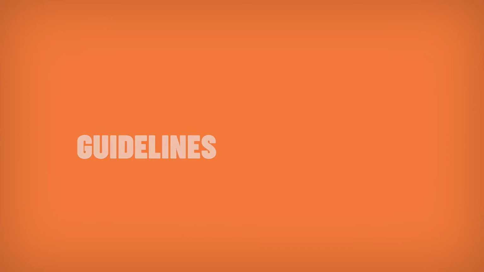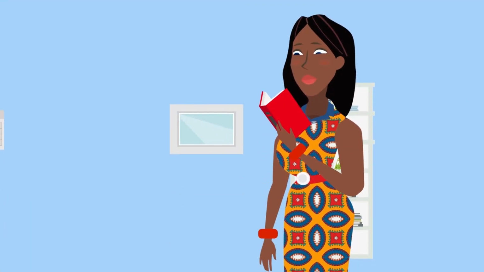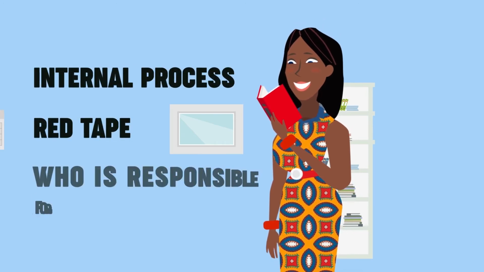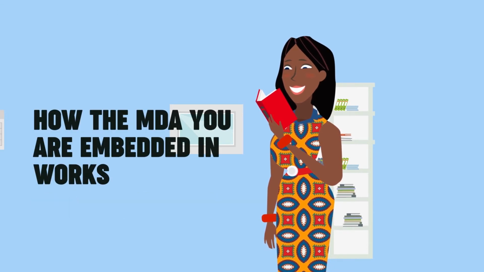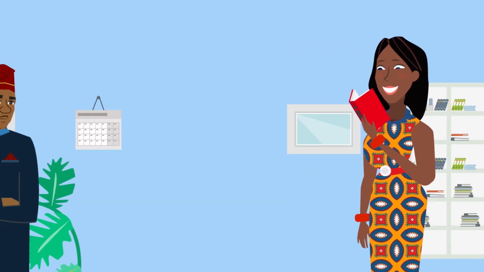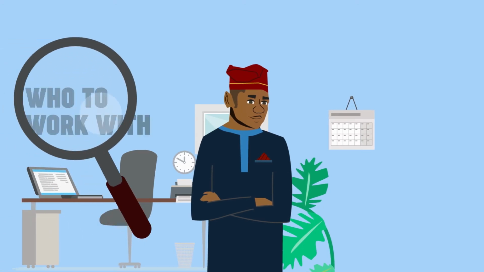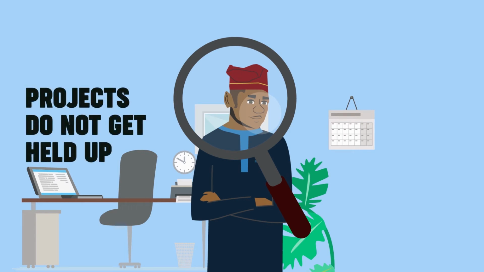Guidelines. Know and be known. Have a good prior knowledge of the sector you will be engaged in. To know the internal process, the red tape, and who is responsible for moving things along is key to understanding how the MDA you are embedded in works. Identifying the person or persons responsible for specific stages in the decision-making process helps spot who to work with to ensure that the projects you will be involved in do not get held up.